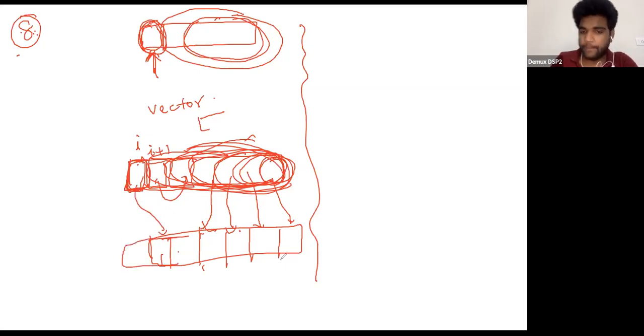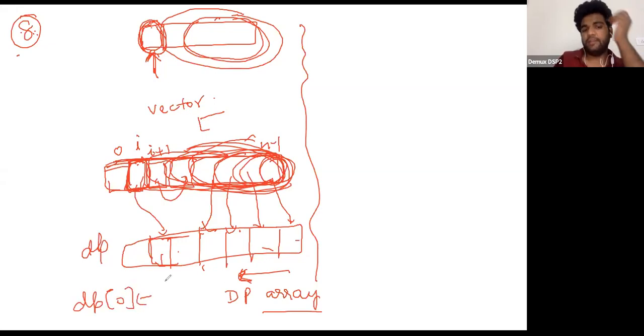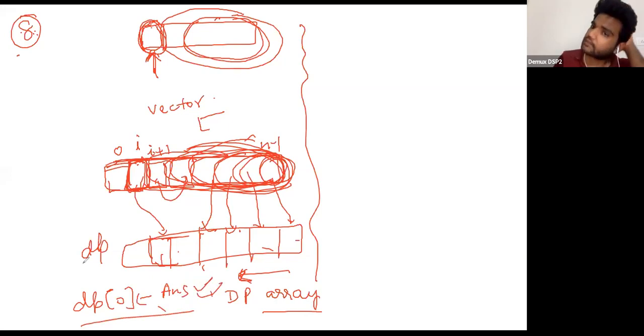Correct? So I can keep building this array, and this array is what we will call the DP array. So that finally, once we have built the entire array, it would mean that I have solved for the final bigger array also, which is from 0 to n minus 1. Right? And so now if I call this array DP, DP of 0 will be the answer. Correct? So that's basically the approach that we will use.